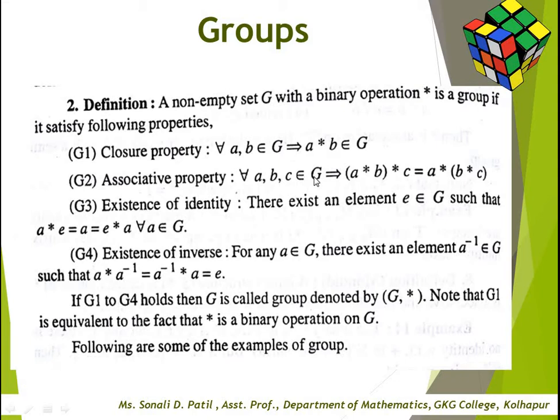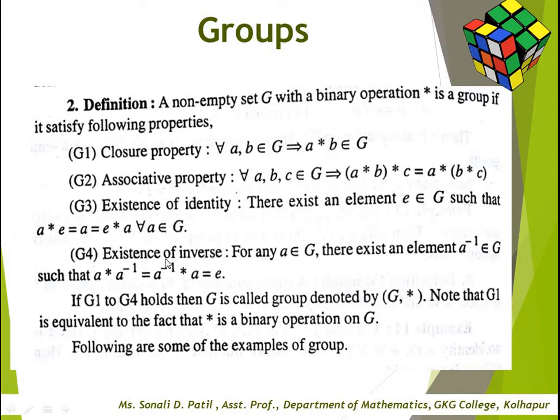For all a, b, c belongs to G, this implies that (a * b) * c is equal to a * (b * c). Next property is identity. There exists an element e belongs to G such that a * e is equal to a is equal to e * a for all a belongs to G.